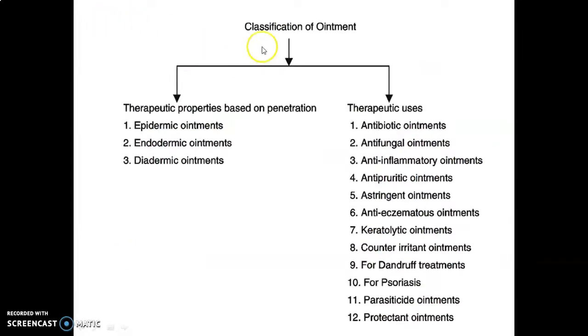So we will discuss the classification of ointments in detail. There are two classes: therapeutic properties based on penetration, and the second class which is based on therapeutic uses. Therapeutic properties based on penetration are classified into three types, that is epidermic ointments, endodermic ointments, and diadermic ointments. According to the layer of skin, all these three types of ointments are classified.